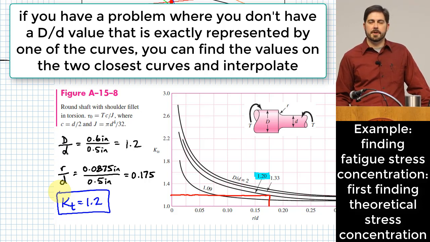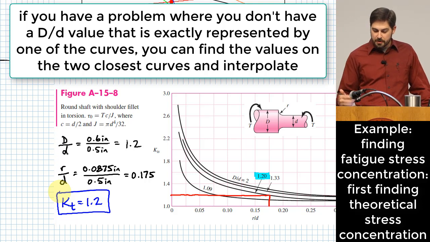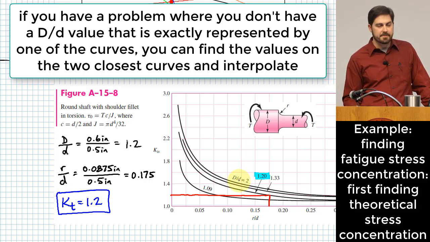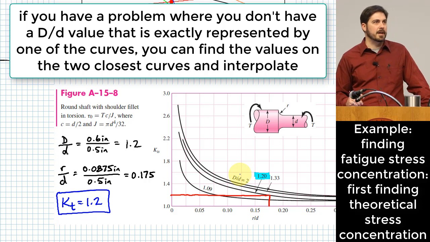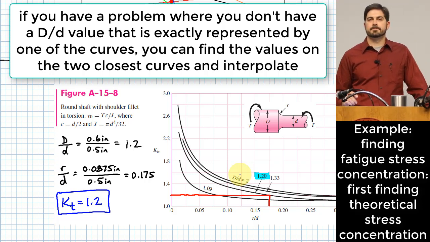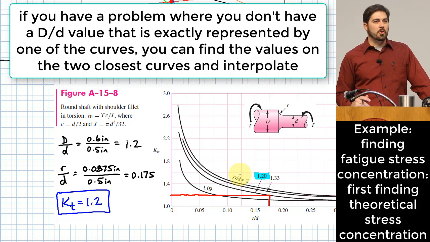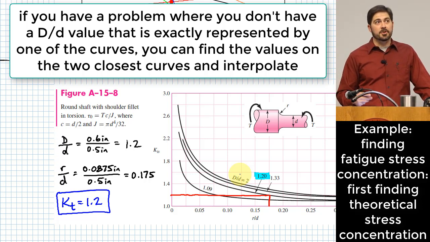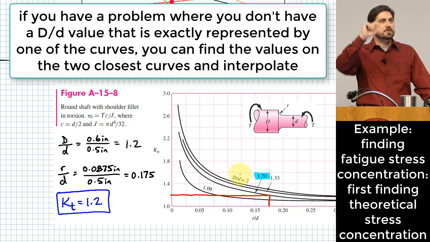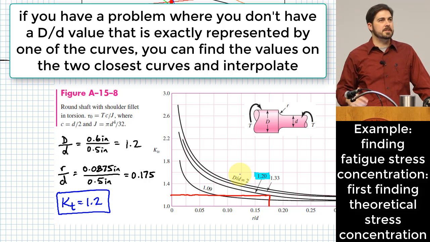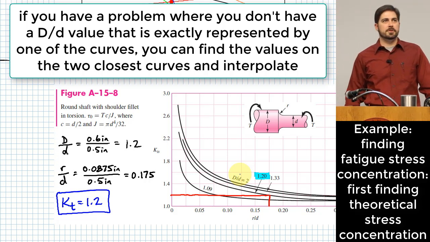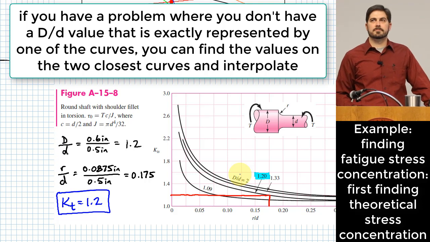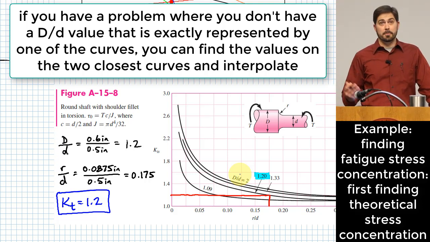Okay, let me hear some thoughts. The question is, what do you do if you end up with a capital D over lowercase d value that does not put you directly on one of these lines? What are your thoughts? Okay, one way you can do it is eyeball it, right? You can look at it and say, am I closer to one or am I closer to the other? And you can get a reasonably close guess based on that. Is there a better way that you might be able to do it? Can you interpolate? That's a good question. Can you interpolate? Well, why not?